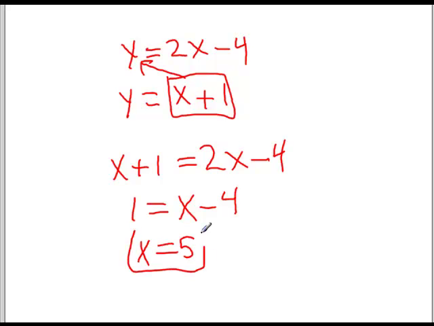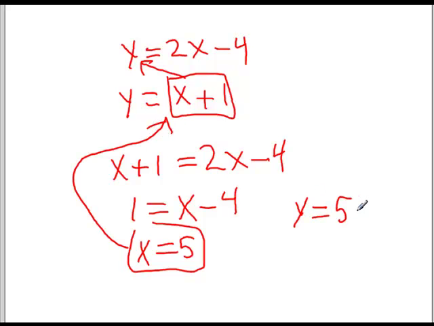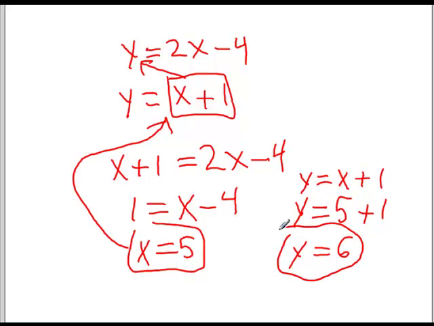Then we take this, plug it in here. So we're going to get y equals 5 plus 1, because it was y equals x plus 1, but I plugged in 5 for x. So y is equal to 6. And our solution point is 5, comma 6. Remember, I know I'm going probably a little bit too fast right now. Pause it, just look at it. Go back if you have to. It's all good.